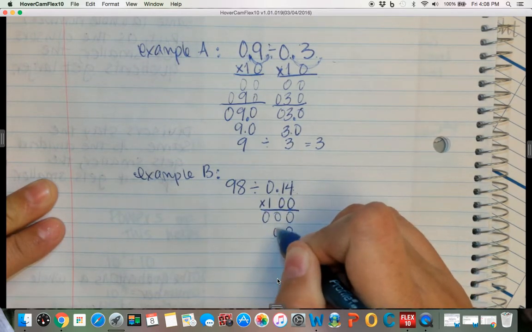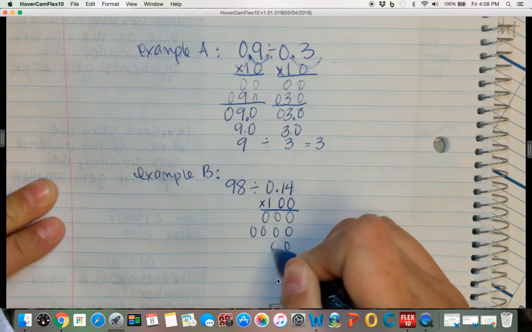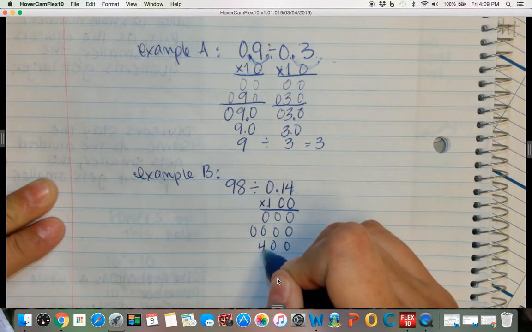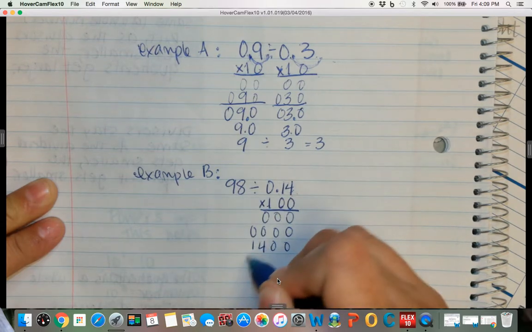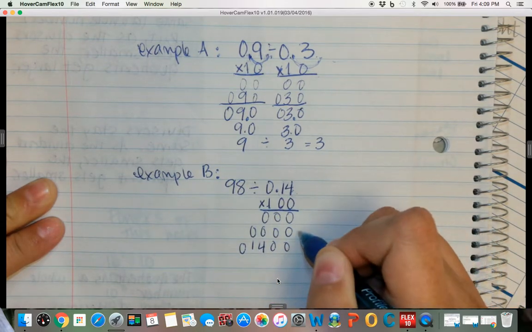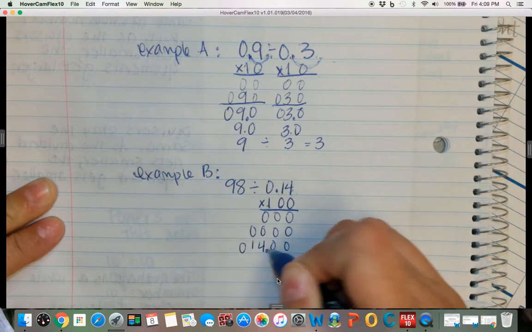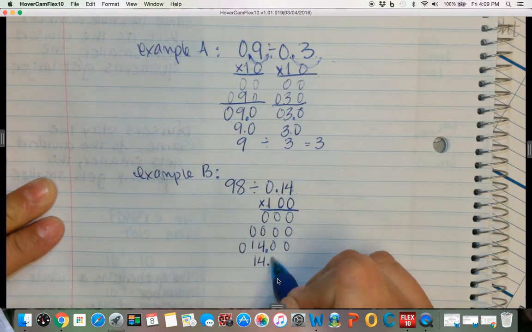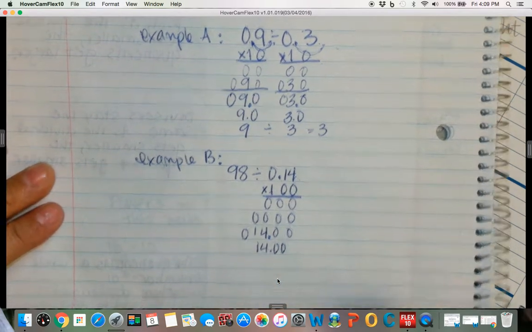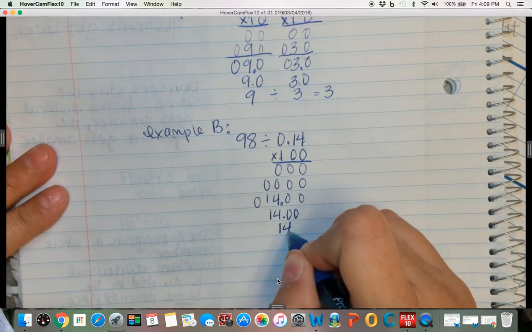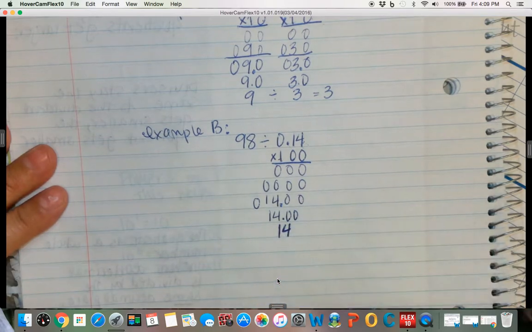This will all be zeros. This will be 4. This will be 1. This will be 0. I go in 2 decimal places. My answer is 14.00, which is the same as a whole 14.